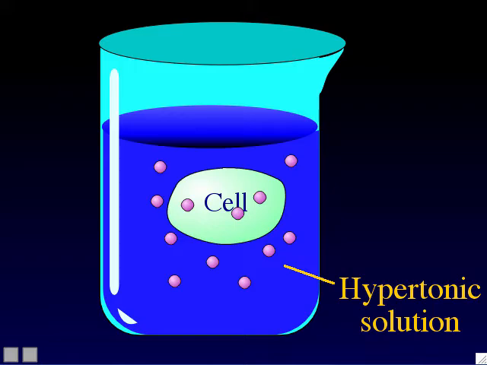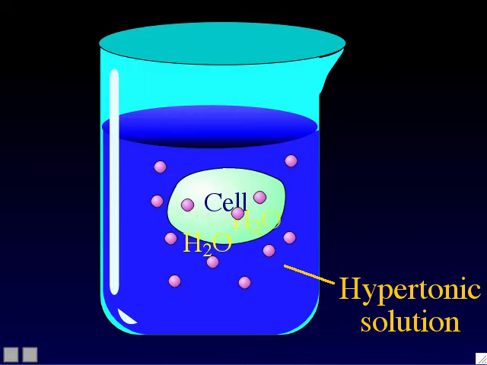Well, as you might have guessed, in this situation, by osmosis, the water will move out of the cell because, again, solutes attract water molecules. So whichever side of the cell, the inside or the outside, has the higher solute concentration, that's where the water is going to move, towards the higher solute concentration. So anytime you put a cell in a hypertonic solution, the cell is going to lose water by osmosis.